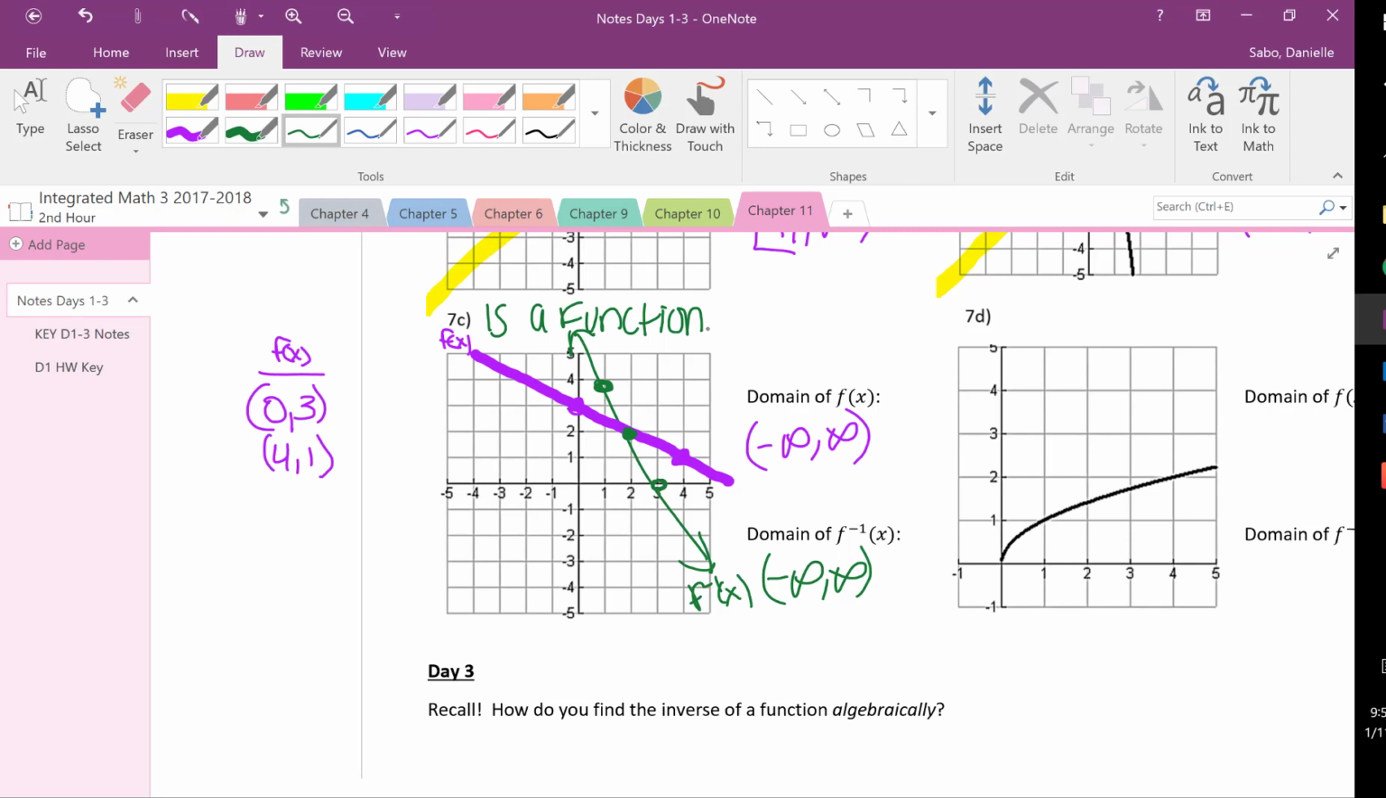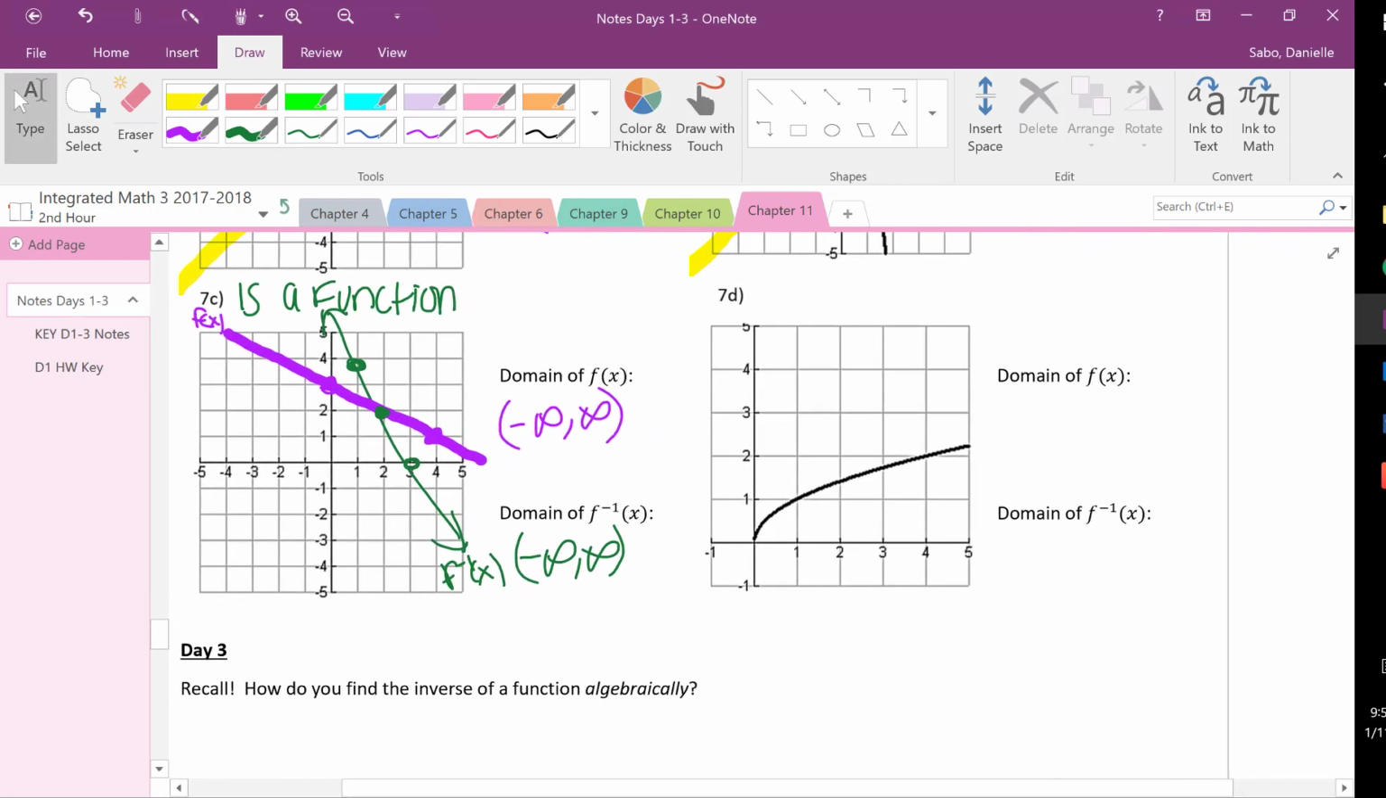Only the ones where the inverse is not a function do you have to restrict it. Exactly. If the inverse is a function, the domain is going to be, yes, all real numbers, for the most part, until this next problem comes up. It doesn't have to be.